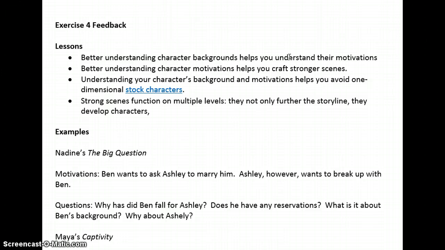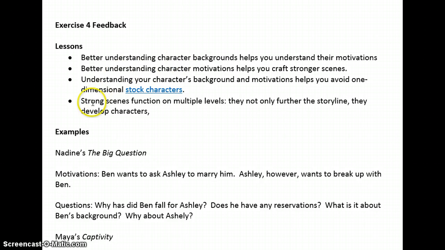If you take the time and energy to understand your characters' backgrounds and motivations, it helps you avoid one-dimensional stock characters. A stock character is simply a one-dimensional person that we see all the time. It's the tough guy, it's the creepy lawyer, whatever that is. We see them all the time. Doing this extra work helps you better understand your characters and write better characters.